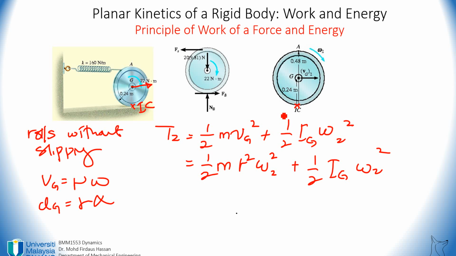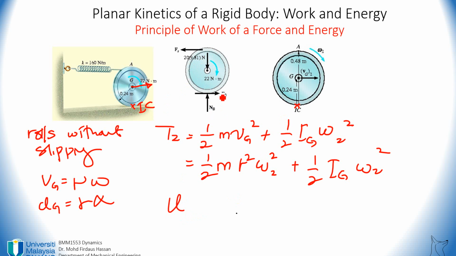And then the work done. First, the work done by weight. Weight doesn't create any motion downward or upward, so weight is not counted. Similar to N_B, it is also not counted.